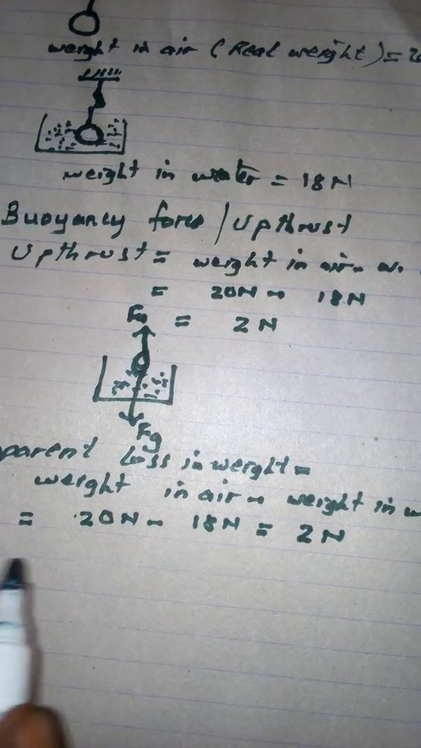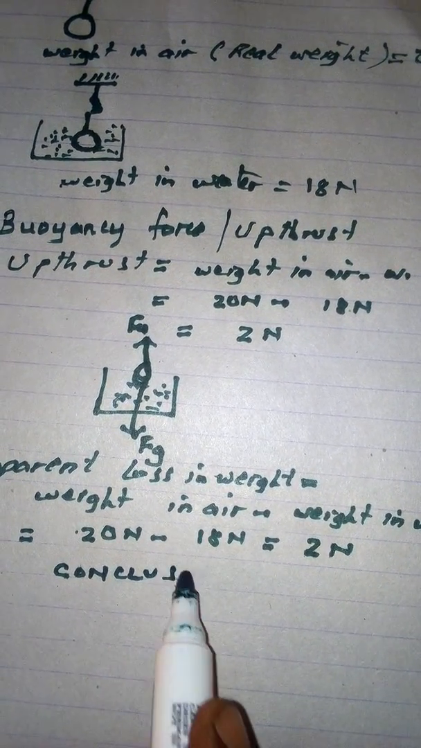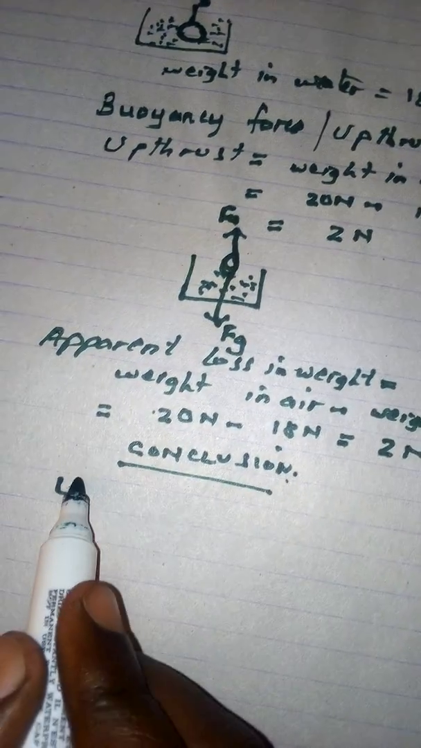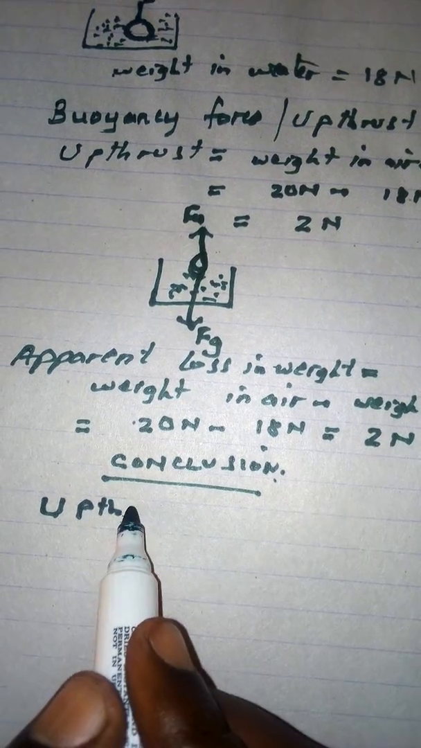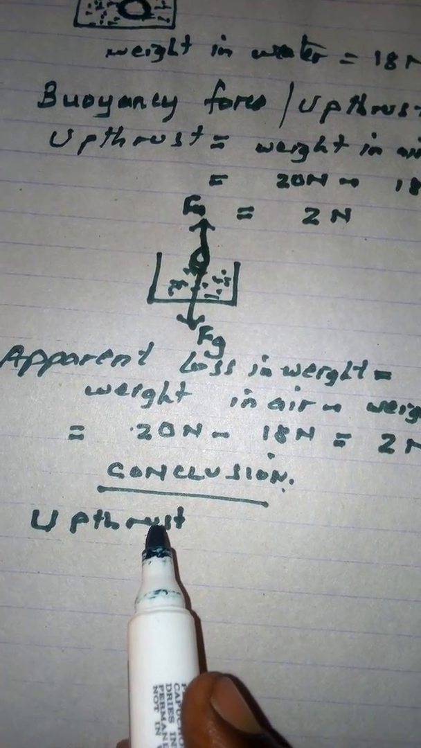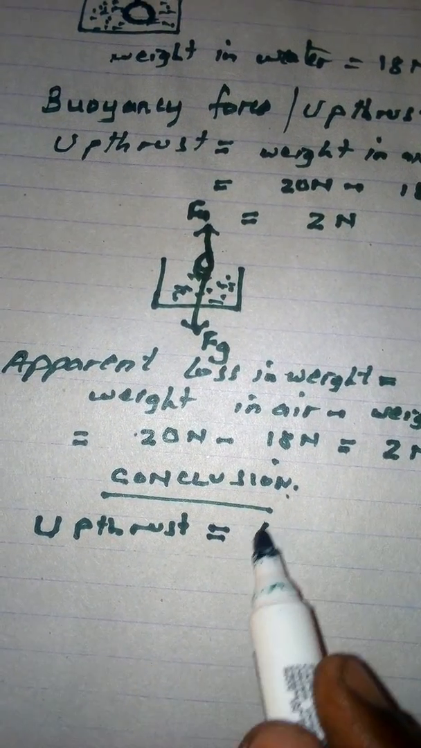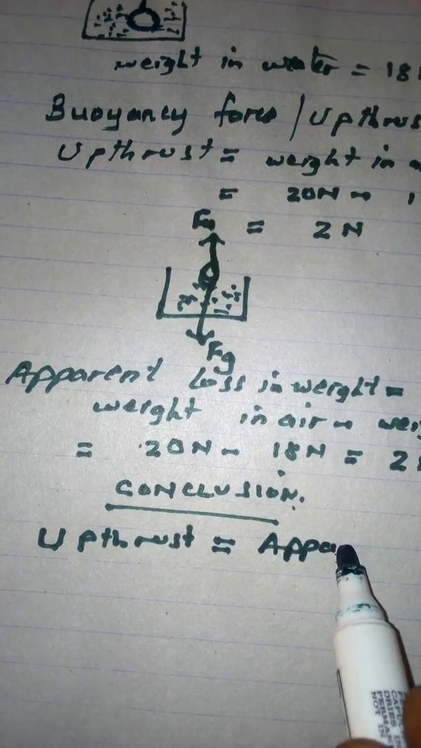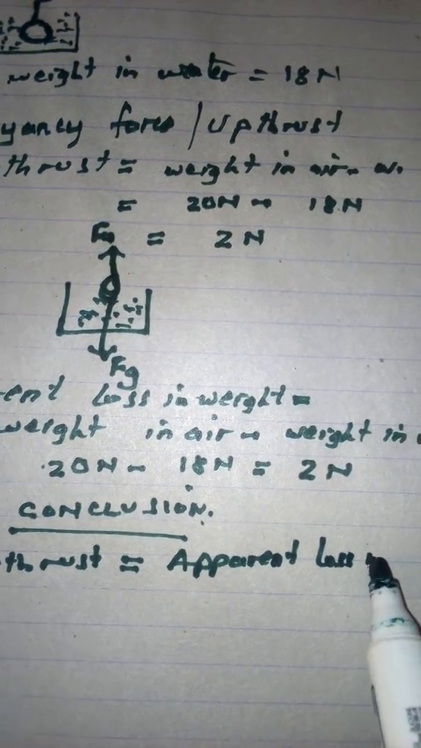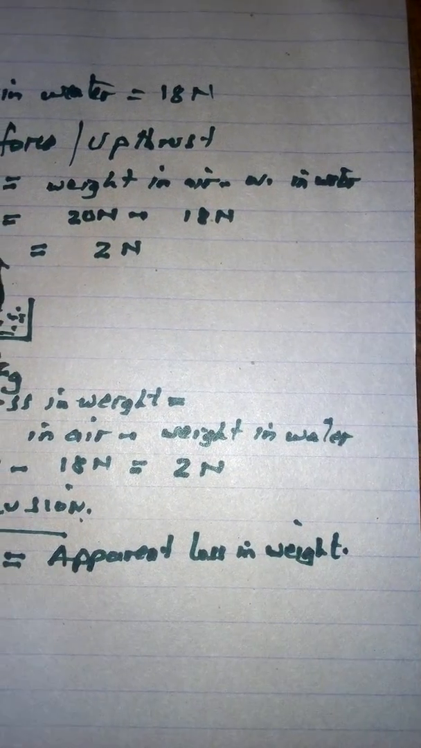So now we can conclude by saying that the upthrust, which is the upward force exerted on the body when it is totally or partially immersed in the fluid, is the same as the apparent loss in weight. So upthrust is equal to the apparent loss in weight. This is what we can conclude.